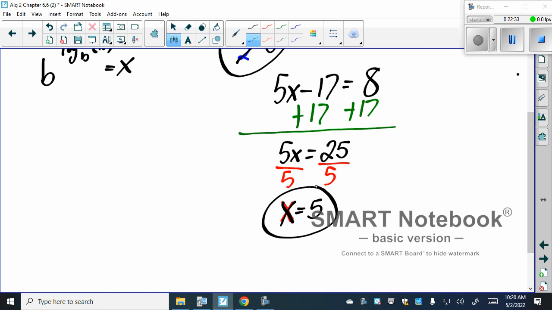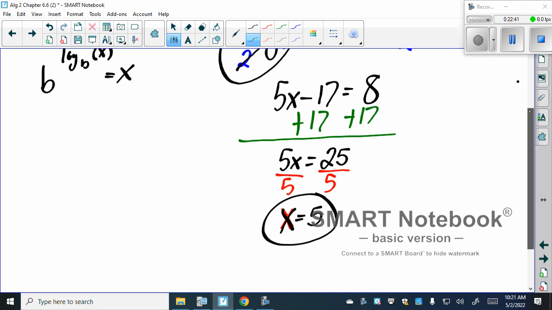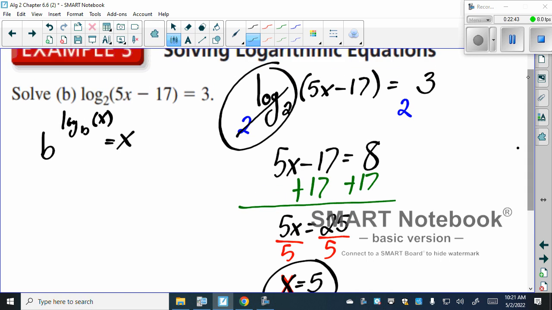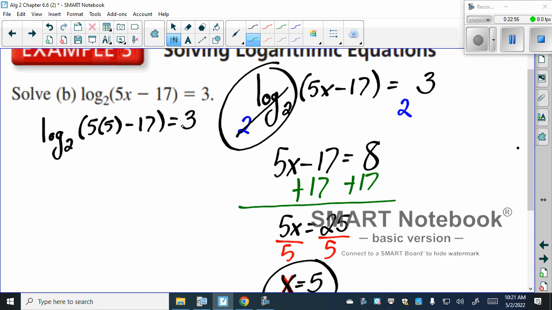And on these here, we do need to be careful because what's inside the logarithm cannot be 0 or negative. What's inside a log cannot be 0 or negative. So if we look back at this here, so log base 2 of 5 times 5 minus 17 is equal to 3.